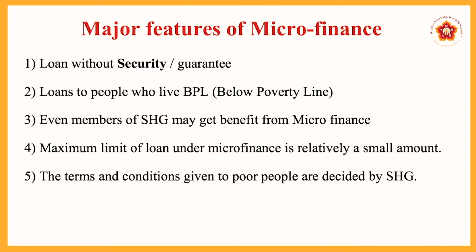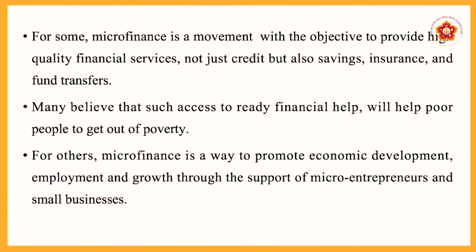Maximum limit of loan under microfinance is relatively a small amount. So, they do not give a high amount of money as a loan, they give small amounts only. The terms and conditions given to poor people are decided by the SHG. So, this is one big advantage, that the self-help groups can decide the terms and conditions of how they are going to repay the loan taken from these finance organizations, microfinance.